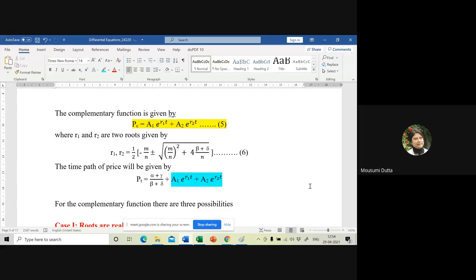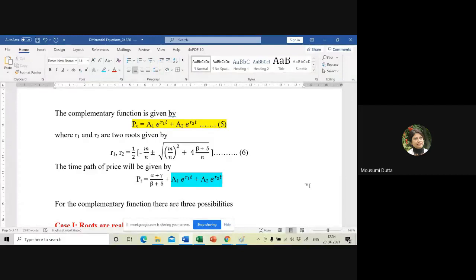So as t tends to infinity, e to the power R1t in the denominator will move towards infinity. So A1 by infinity, A2 by infinity, so both the terms will move towards 0. So very good. If R1 and R2 both are negative, in that case, the time path will be stable or convergent.